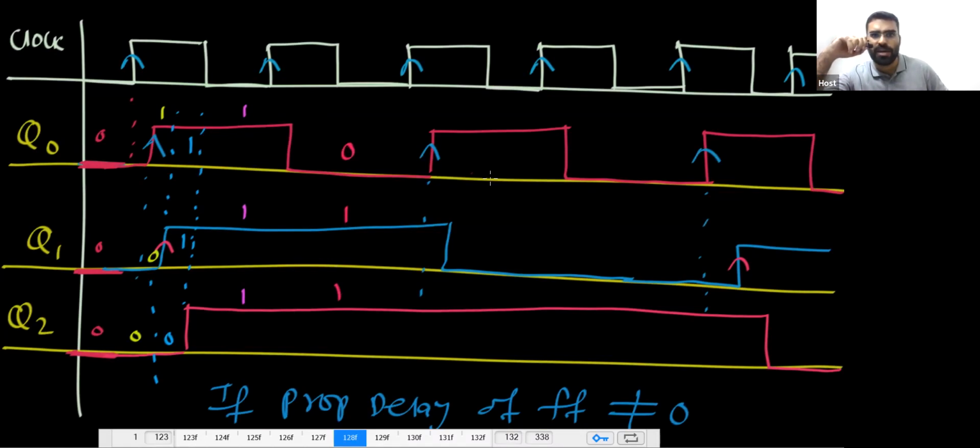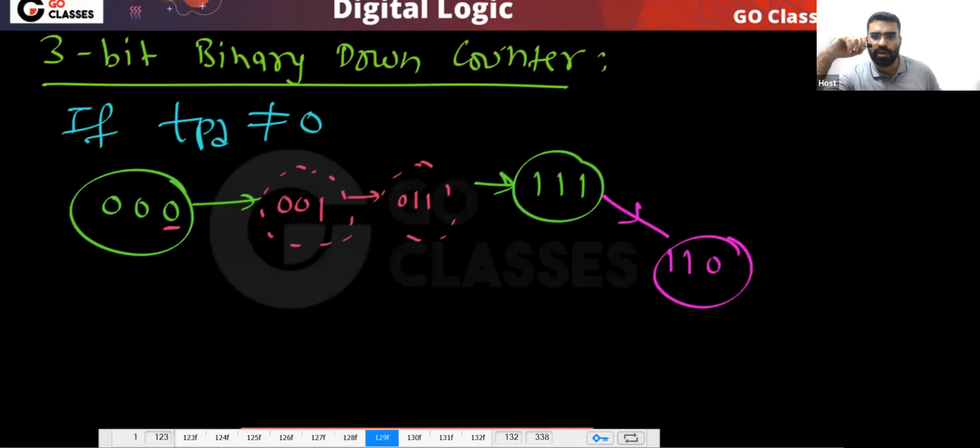From 111, we are directly going to 110. Very good. What must be the next state? The next state must be 101. How many transient states will be there? First the LSB will change, then the second bit will change. So yes, 111 will be the transient state.